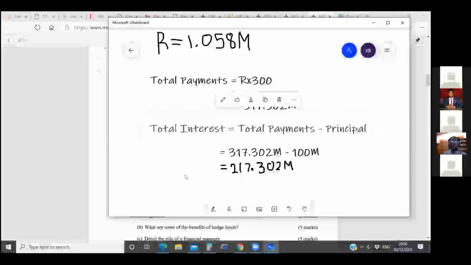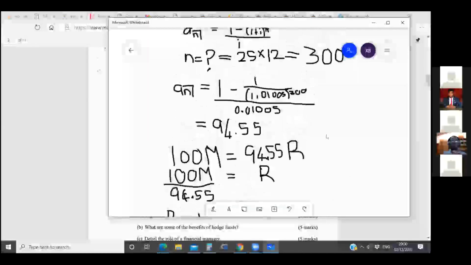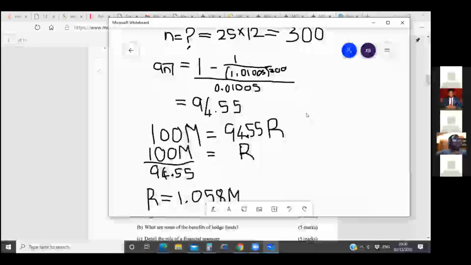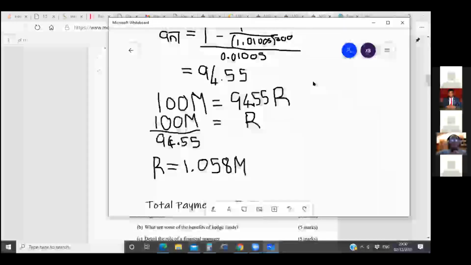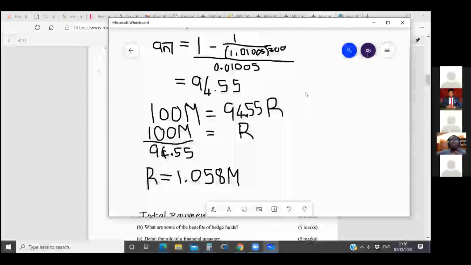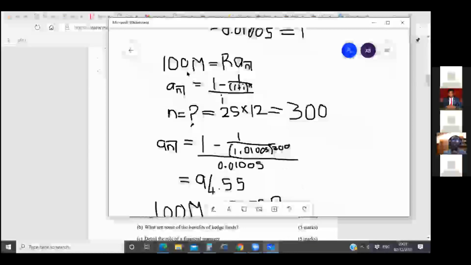P, A_n. Yeah, that's good enough. Okay, but what is A_n? So A_n is equal to 1 minus 1 over 1 plus i to the power n, divided by i.